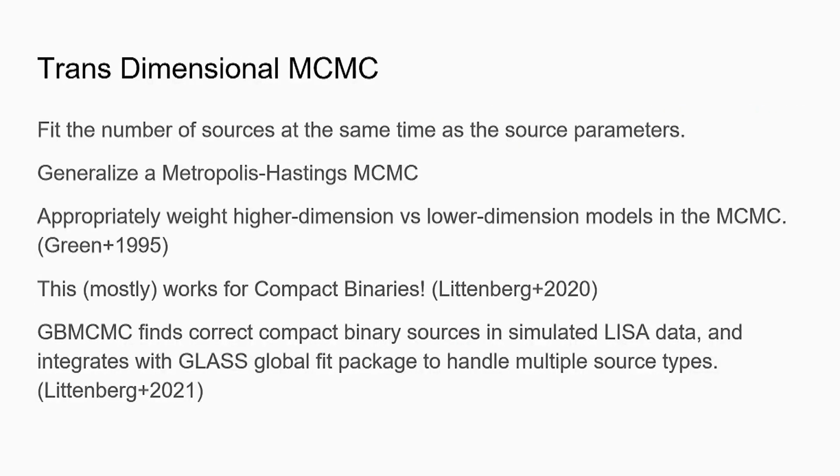Now, for LISA sources, and especially for these sources, they're continuous sources. So we have to fit the total number of sources and the source types and the source parameters all at the same time. And the particular code I modified uses a transdimensional Markov chain Monte Carlo approach to this. If you are steeped in LISA data analysis, you probably already know this, but the basic idea, if you're joining us from outside of that, is that you take a Metropolis-Hastings Markov chain Monte Carlo, and then you appropriately weight jumps between higher and lower dimensional models of your data.